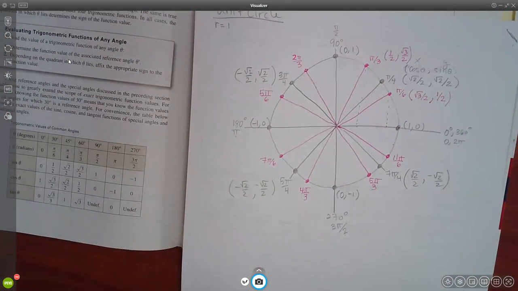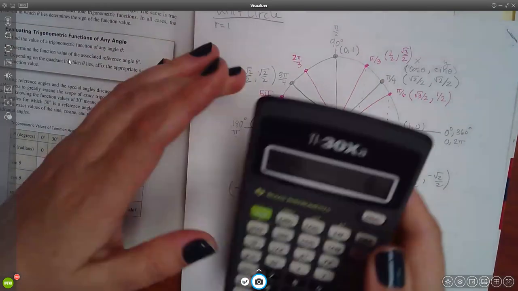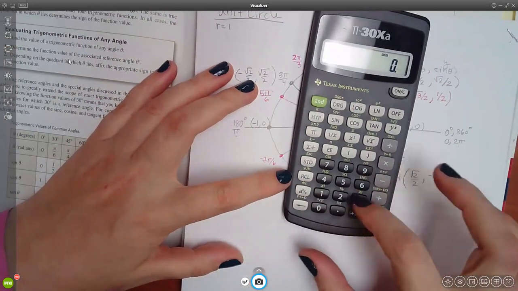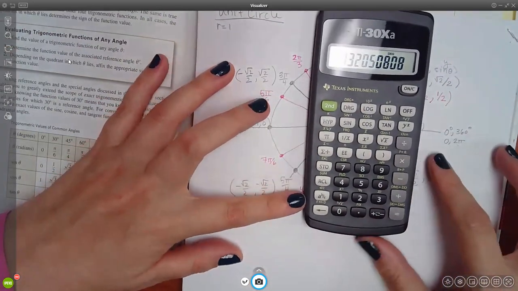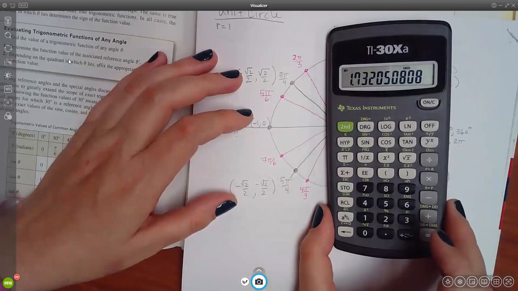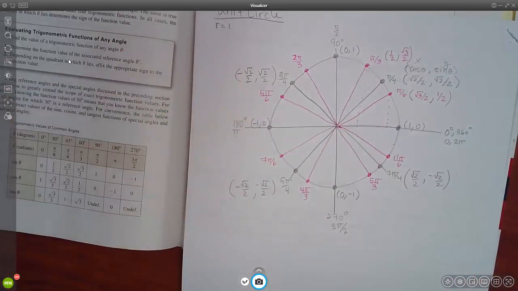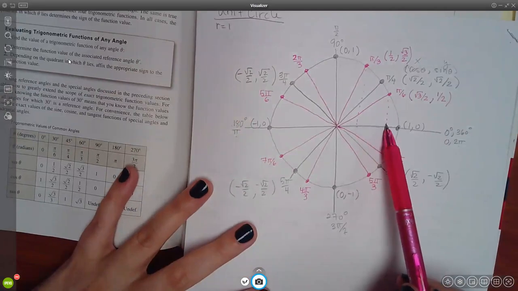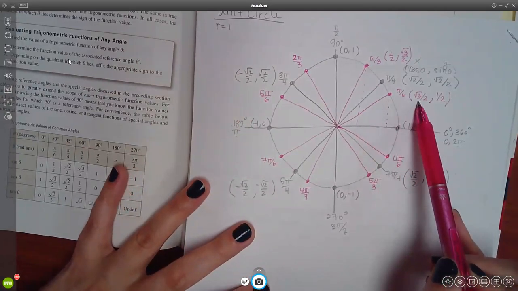And between 1 and square root of 3, which one's bigger? Square root of 3 is bigger. Square root of 3 is actually 1 point something something something, right? Okay. I don't have my calculator, but it's still in here. So let's see, square root of 3. See, it's 1.7 something or another. So that is a little bit bigger than 1, right? Okay. So that's why this one is out further. So pi over 6 should have a bigger x value.